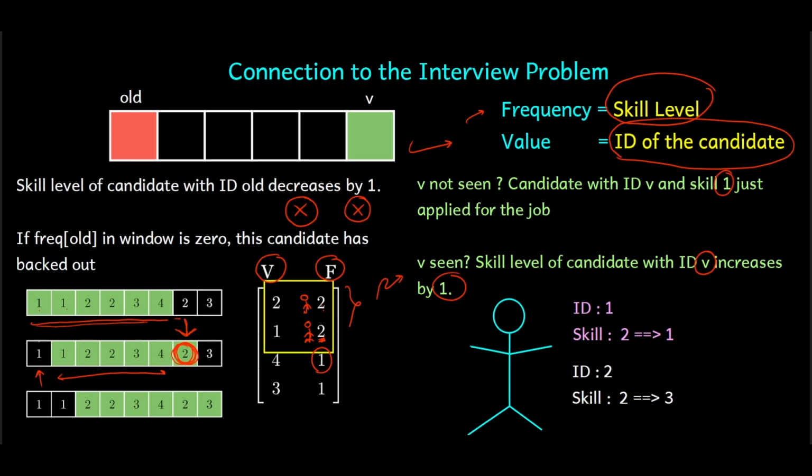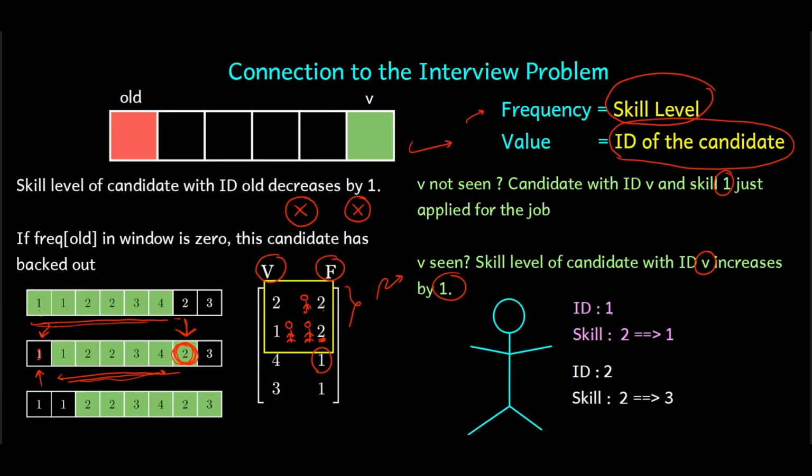Now what about when the window slides and this element goes out of the window? Once 1 is out of the window, it means that the frequency of 1 decreases, that is, the skill level of this candidate decreases by 1. If this 1 is not present in the new window anymore, we will say that this candidate has backed out of the interview process. But if it is available in this window, we will say that the skill level of this candidate has decreased.